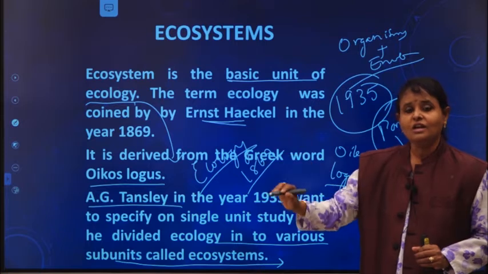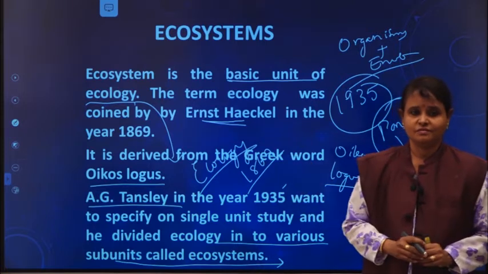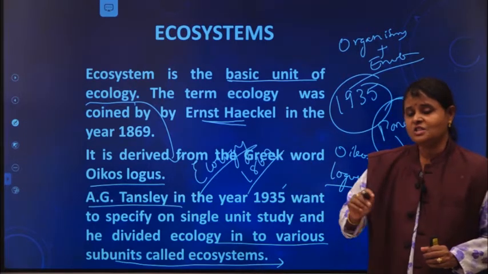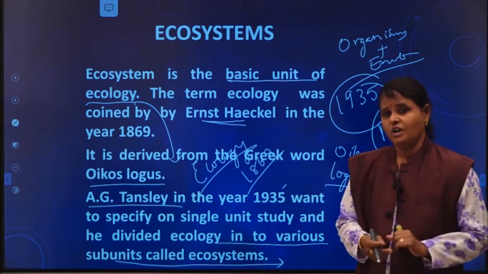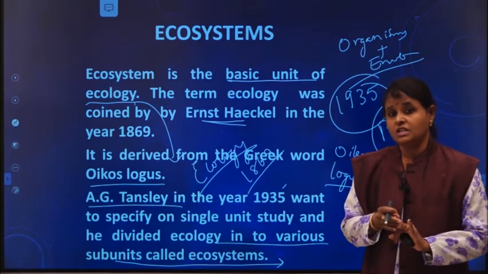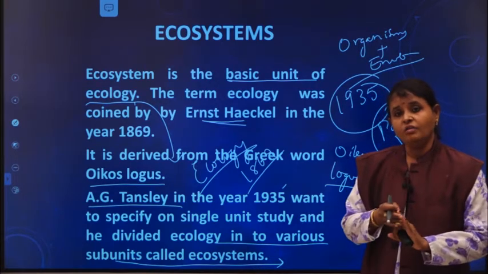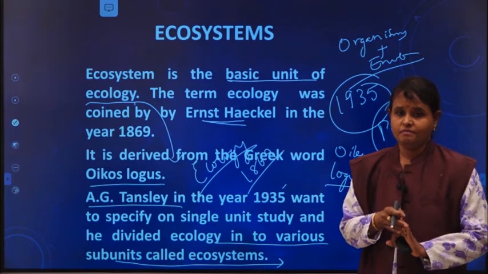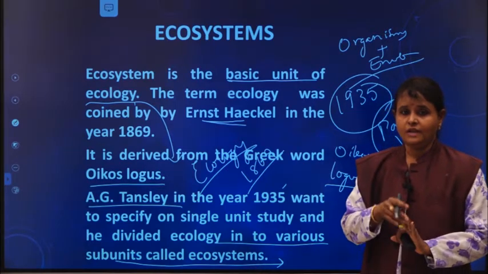This is about the concept of ecosystem. If they ask about the concept of ecosystem, you have to write the definition, and you have to discuss ecology and how the ecosystem came.